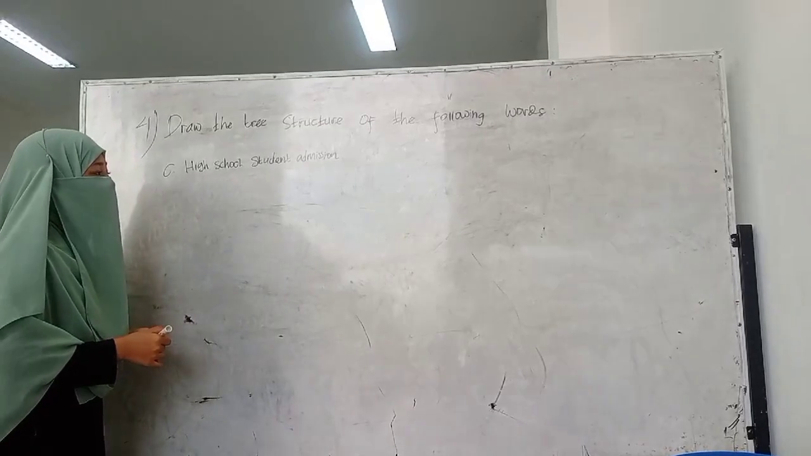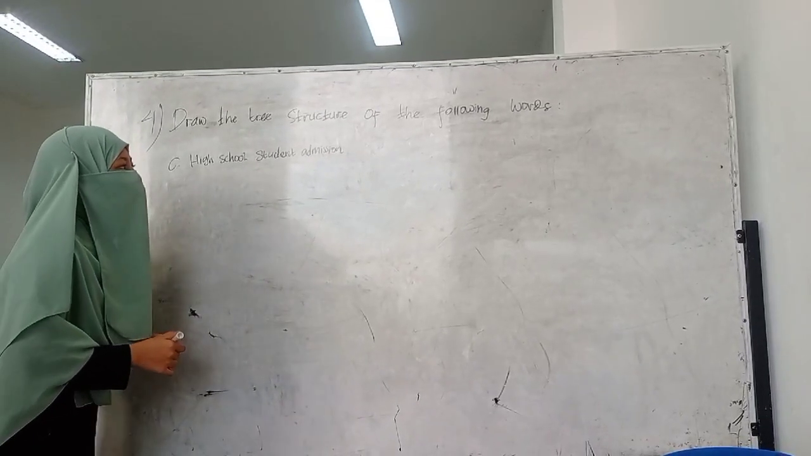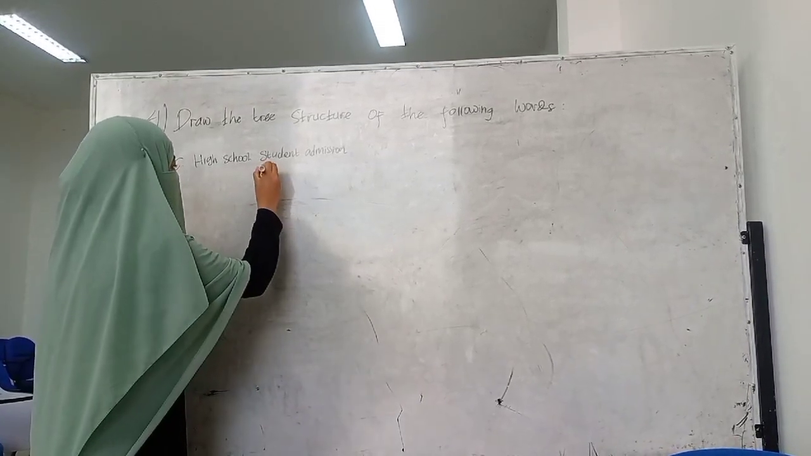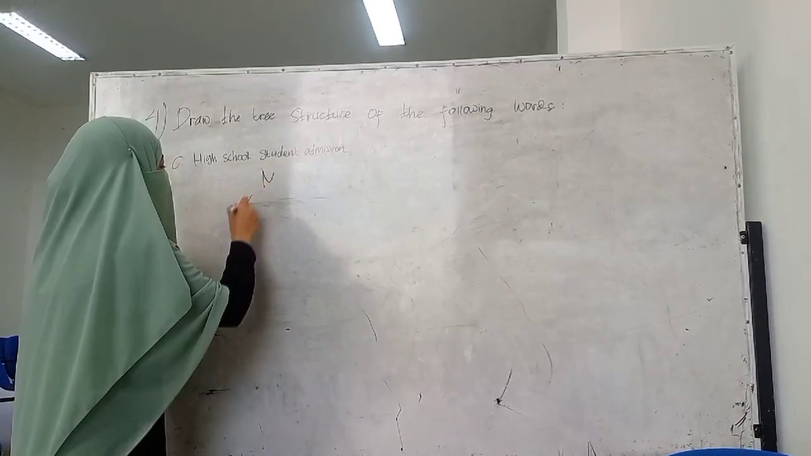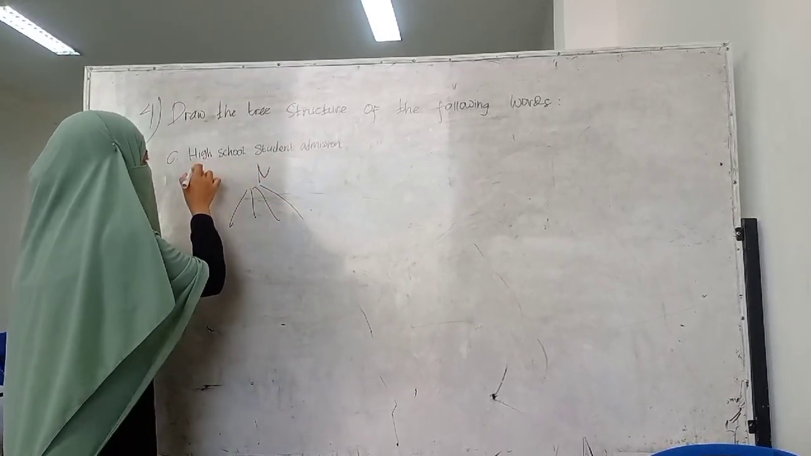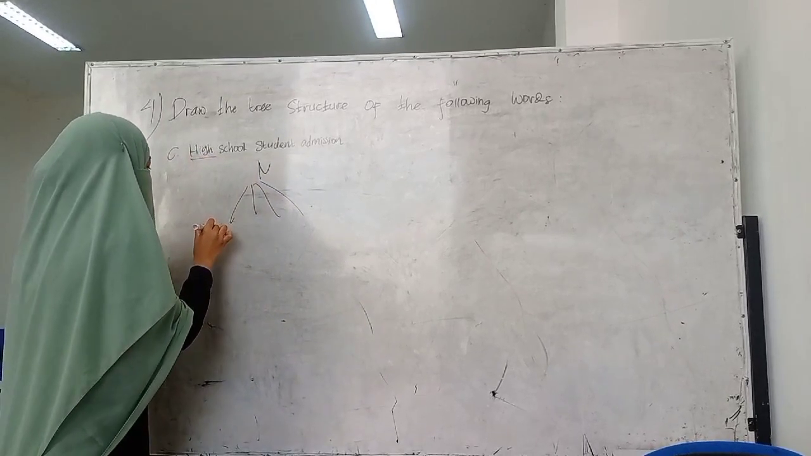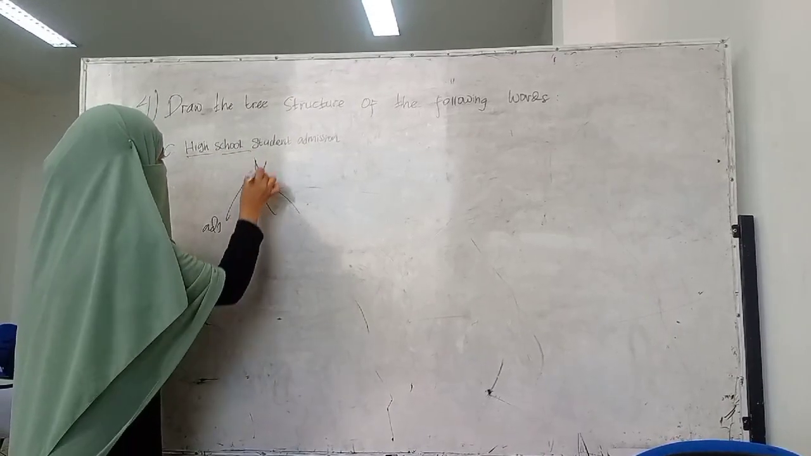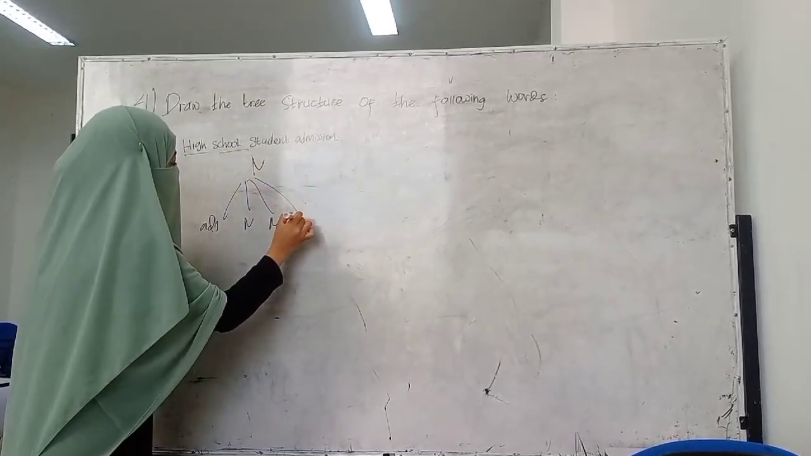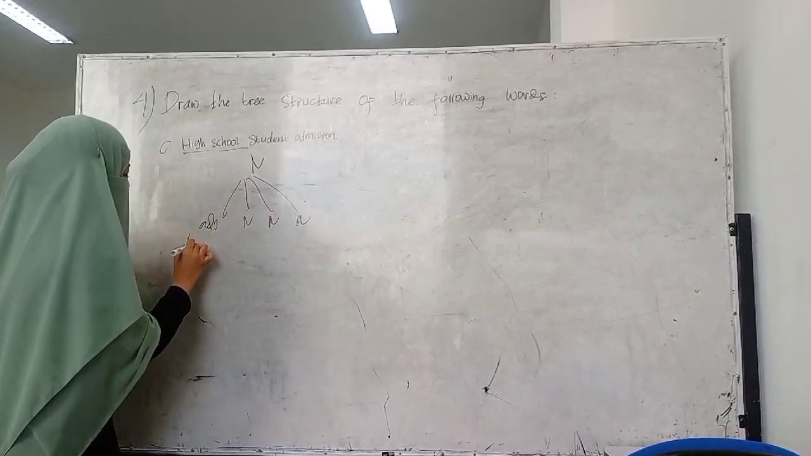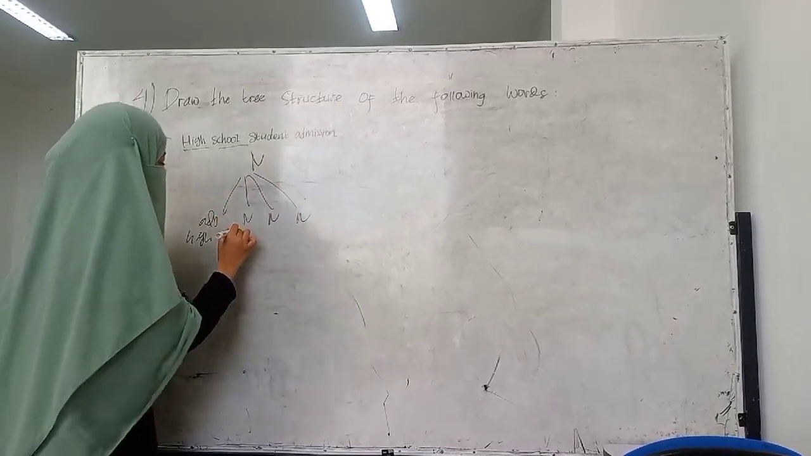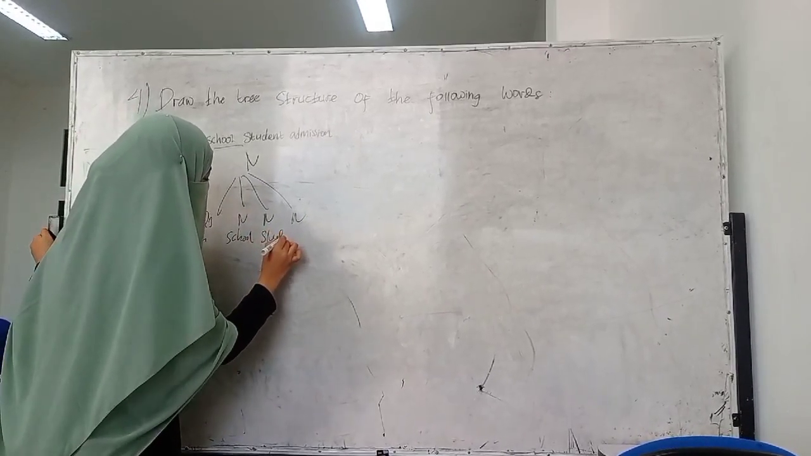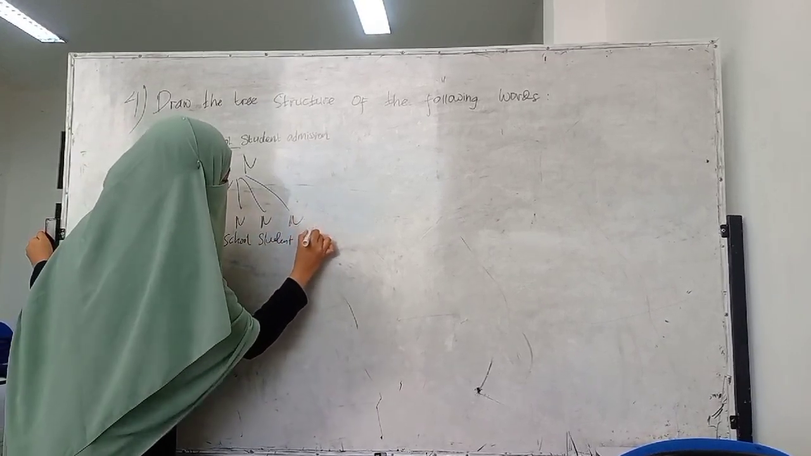Next, I will explain the tree structure of high school student admission. Well, the first part of speech-based sentence is a noun. And after that, we divide it into four structures. First is high. High is an adjective. And after that, school is a noun, student is a noun, and admission is a noun.